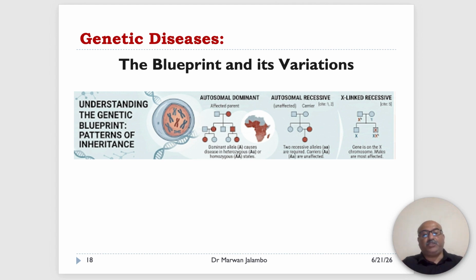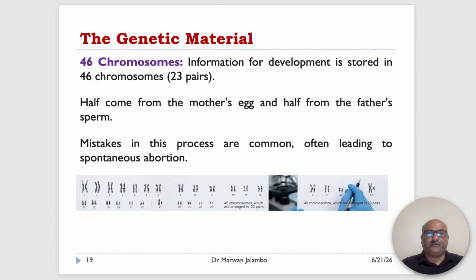To understand genetic diseases, we must quickly review how genetic information is stored. The genetic material. Human development is directed by the information stored in our 46 chromosomes, which are arranged in 23 pairs. We inherit half of this material, the 23 chromosomes, from the mother's egg and the other half from the father's sperm.